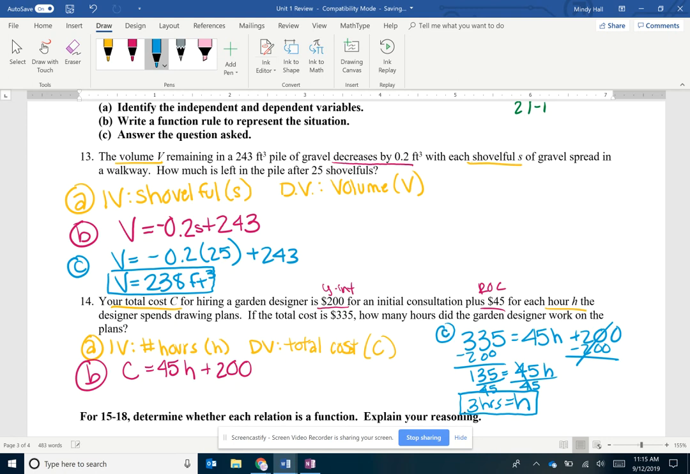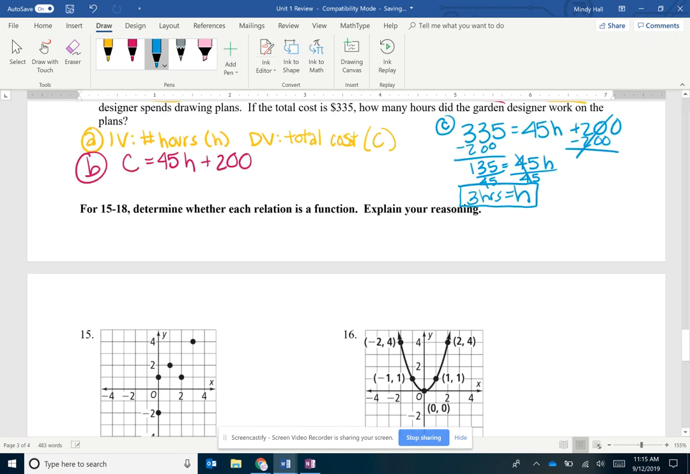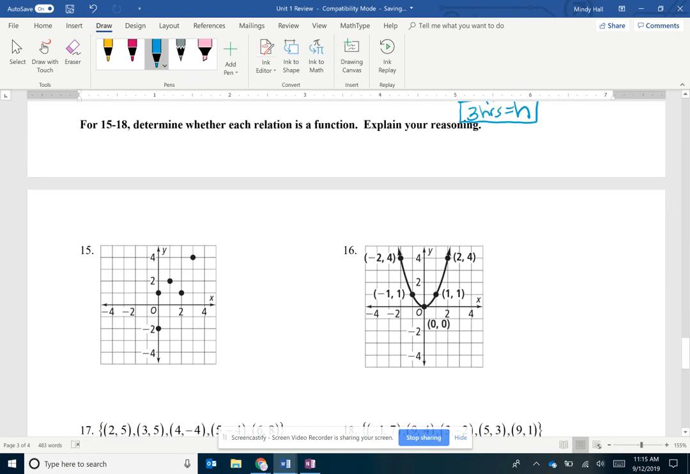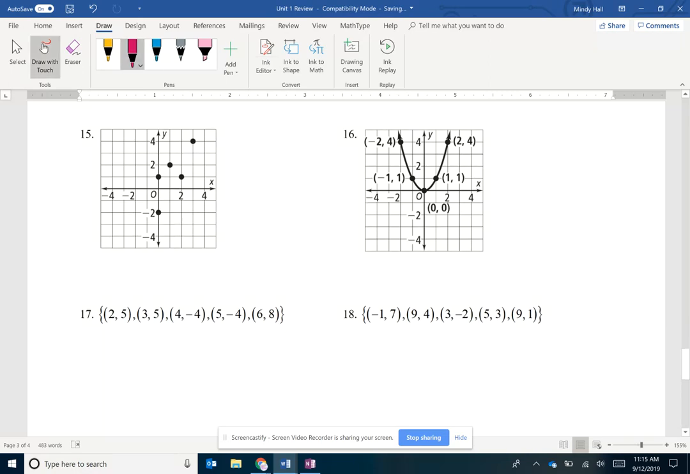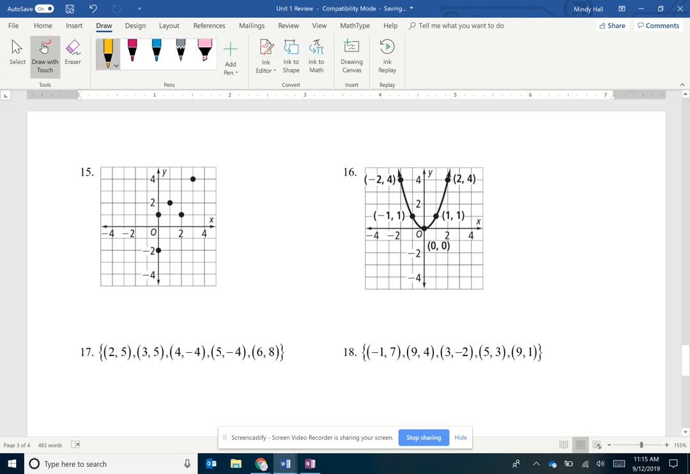Okay, so good there. So then for 15 and 18, we need to determine whether the relation is a function and explain. Those directions should really be down here, but 'tis life. When you are doing this, your x values cannot repeat. I'm only going to write these reasons once so that I don't have to write it 1,000 times. It's a function if no x values repeat.